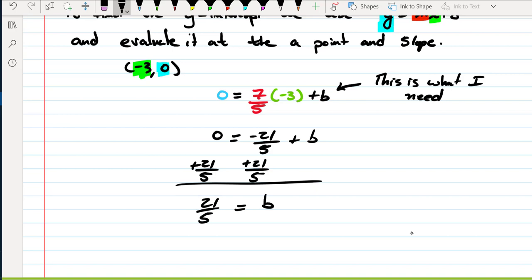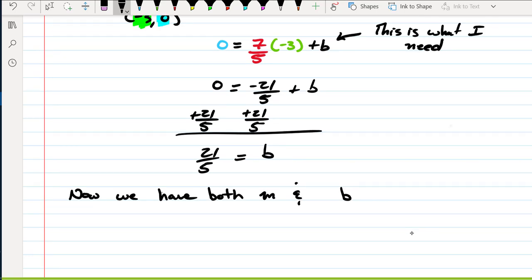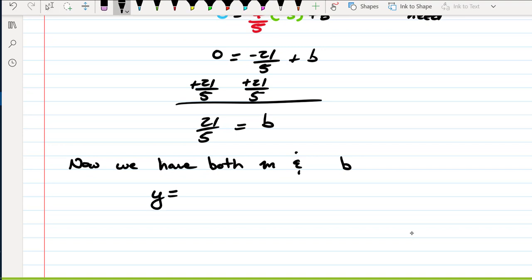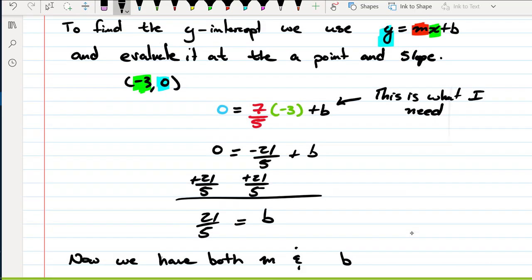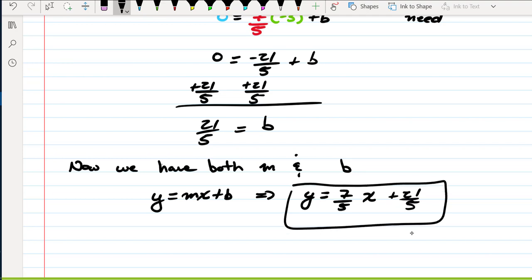Well, now I know m and I know b. So we have y equals mx plus b. So we have y equals, our m is still the same m we found up here, so 7/5 x plus our b value that we just found. And that would be the equation of our line.